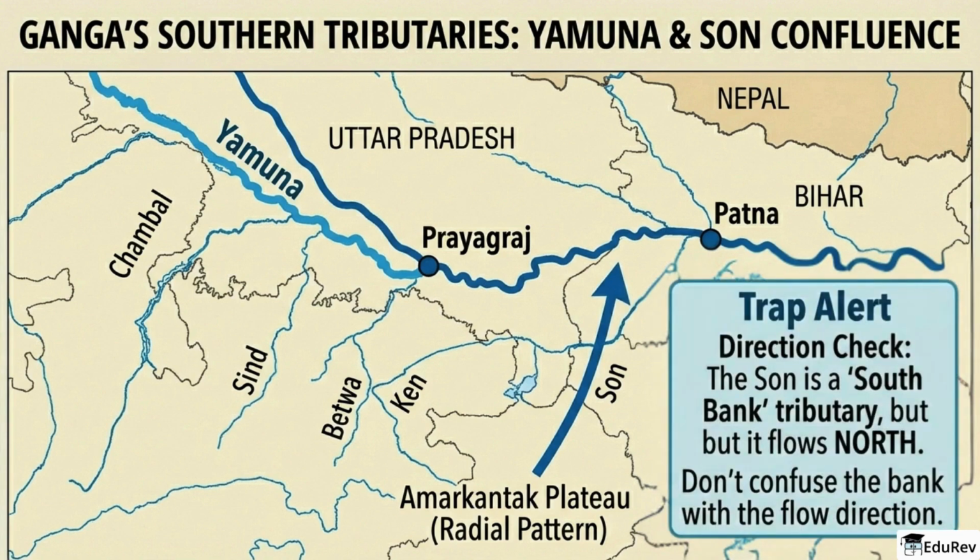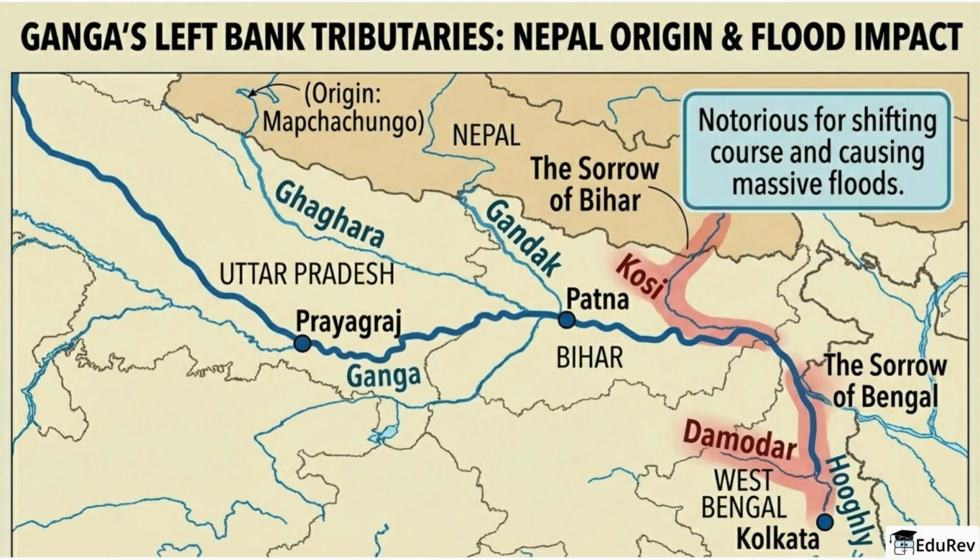Now here is the trap. The Son is a south bank tributary, but it flows northward before joining the Ganga. Do not confuse bank position with flow direction. A river is called left bank or right bank based on the side from which it joins when you face downstream, not based on which direction it personally flows. That confusion costs easy marks.